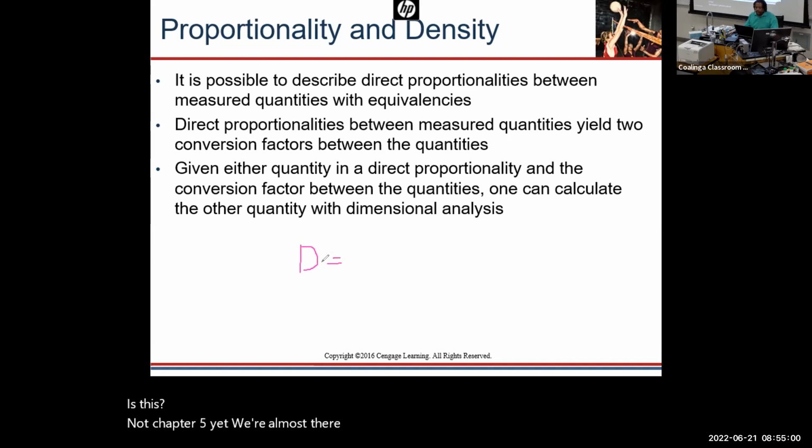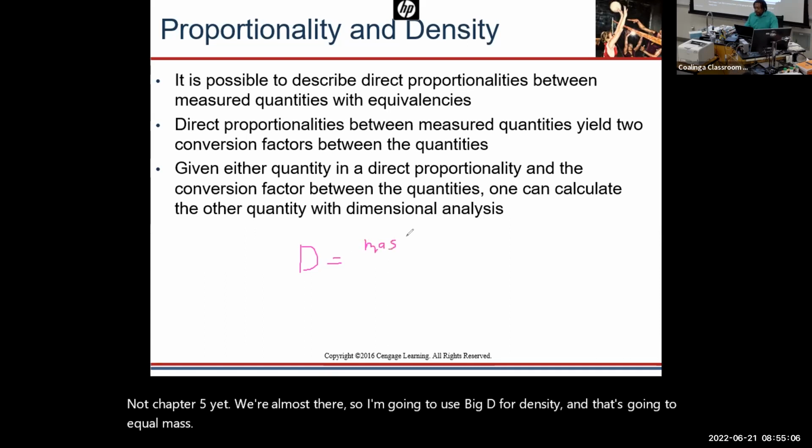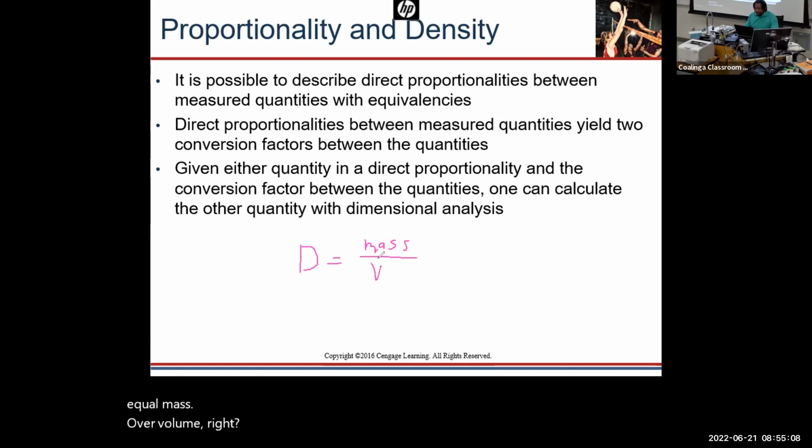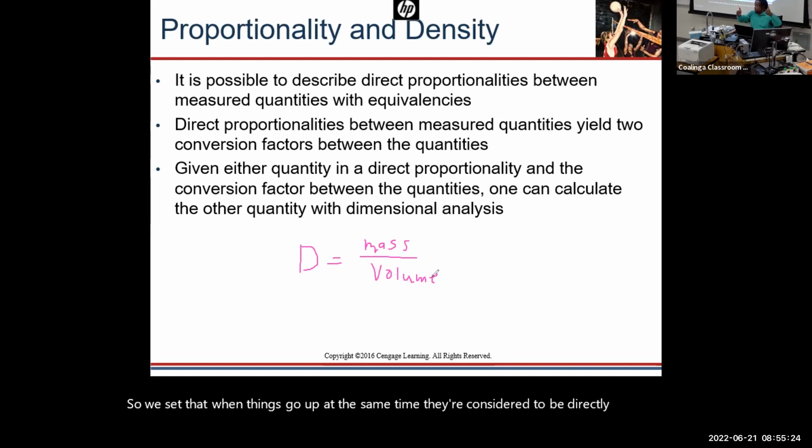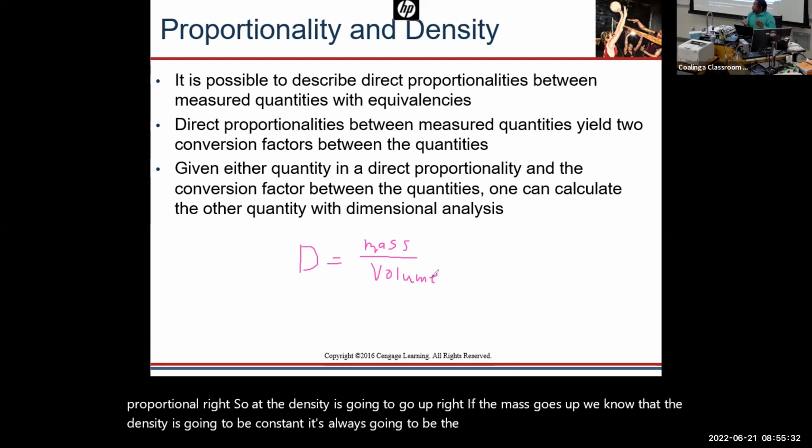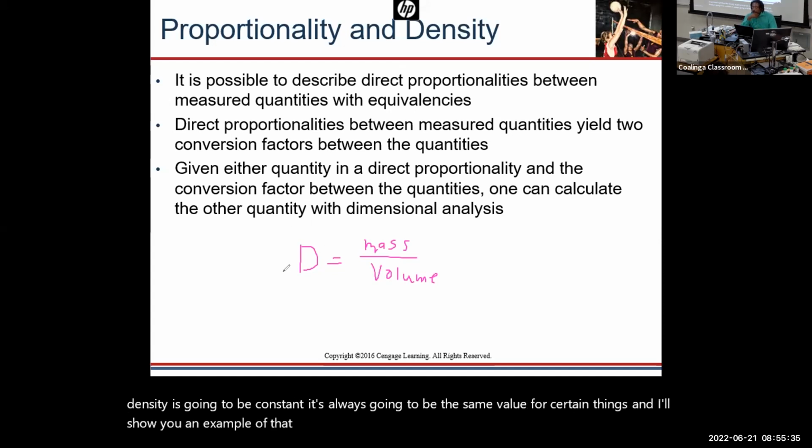So we're going to use big D for density. And that's going to equal mass over volume, right? Okay, so we said that when things go up at the same time, they're considered to be directly proportional, right? So the density is going to go up if the mass goes up. We know that the density is going to be constant. It's always going to be the same value for certain things. And I'll show you an example of that in a second. So we don't need to worry about this, right? So this guy's going to be totally constant.